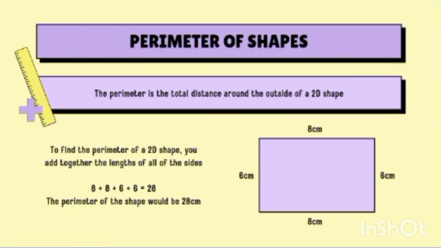Perimeter of a shape. So first of all, let's see the perimeter of a shape. Let me first tell you what perimeter is, and then what area is. The perimeter is the total distance around the outside of a 2D shape. I'm going to explain it later. Then we have area.